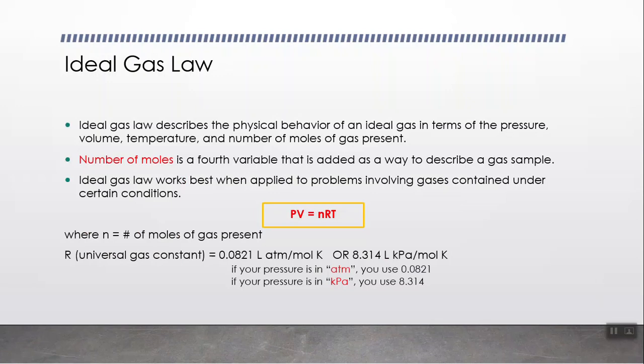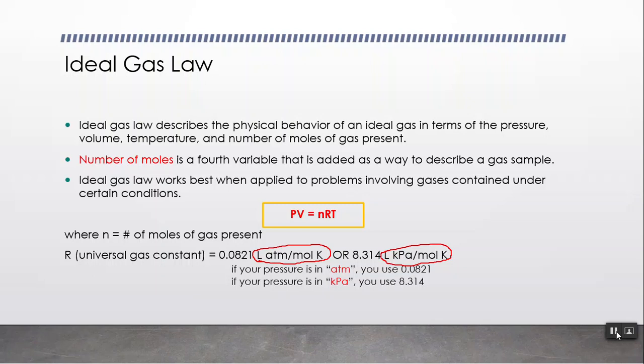R is a universal gas constant, and there are actually two values for this R. There's 0.0821, and then there's 8.314. If you take a look at the units, what is different about these is actually the pressure unit. We have liters atmospheres per mole Kelvin, and here we have liters kilopascals per mole Kelvin. So if your pressure unit is atmospheres, then we're going to use the R value of 0.0821. If your pressure unit is in kilopascals, then we're going to use the universal gas constant of 8.314. Now, these two values are always given to you. It is not something that you would memorize.